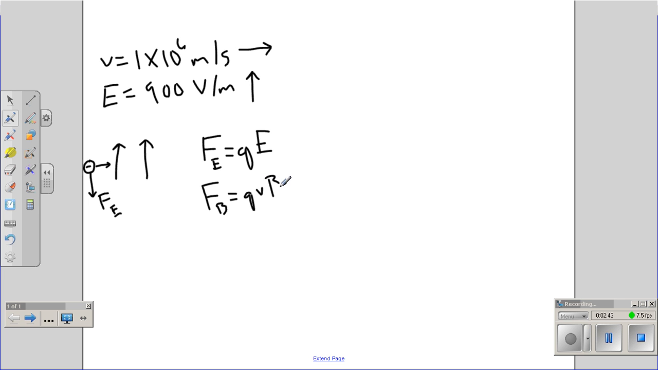The force that we have for the magnetic field on a moving charged particle is given by QVB sine theta, where theta is the angle between the particle's velocity and the magnetic field. These are going to be perpendicular, so theta is going to equal 90, which means sine of 90 is 1, so we'll just say QVB for now.